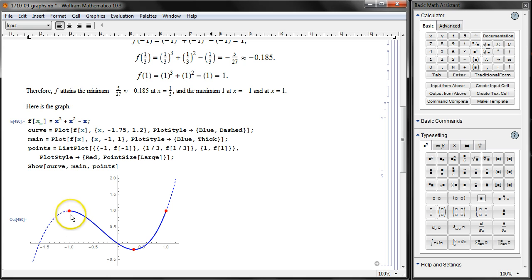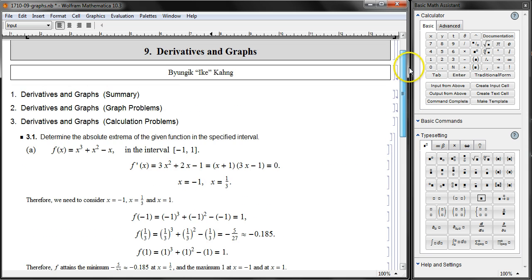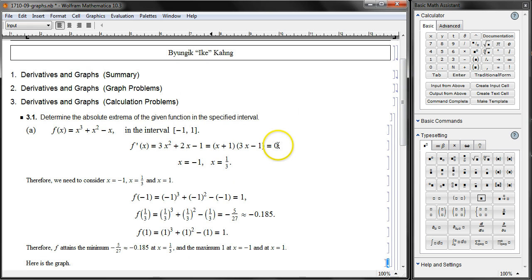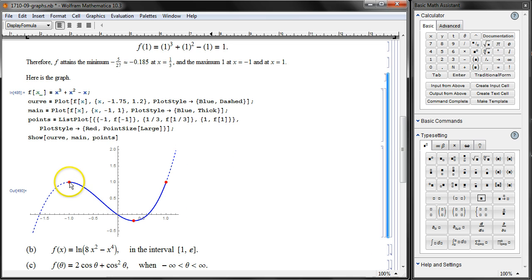Here's a problem from -1 to +1. So we have two candidates here, the endpoints of the interval, and it looks like there's another candidate down here, a local minimum. That's when the derivative is going to be 0. So let's find them all. Take the derivative and set it equal to 0. And what do we get? We have x equal to -1 or x equal to 1/3. Let's go back to the graph again. x equal to -1 is right here, and x equal to 1/3 has got to be here.